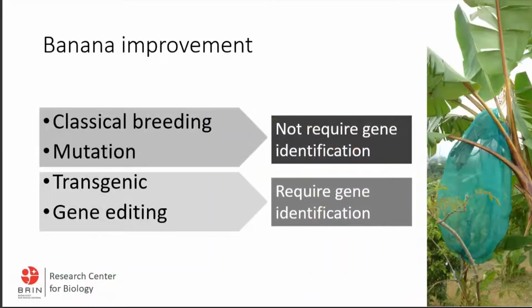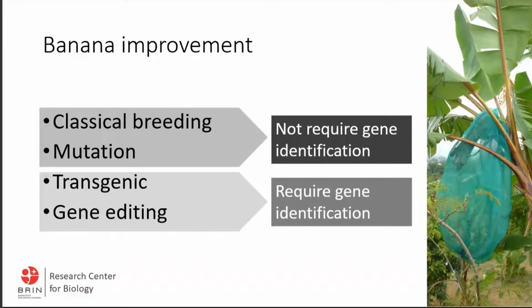Since the beginning of the banana industry in the 19th century and the presence of the disease, especially Fusarium wilt, the initiation of banana improvement has begun. The initial attempt is classical breeding, followed by some approaches such as mutation, somaclonal selection, transgenic, and recently the development of gene editing using CRISPR-Cas is promising for genetic improvement of banana.